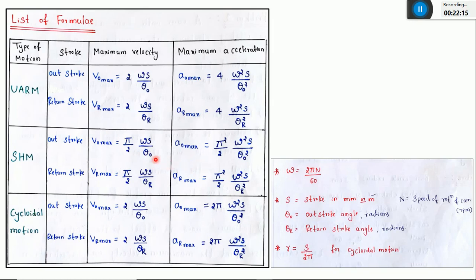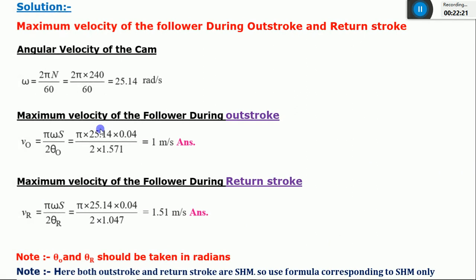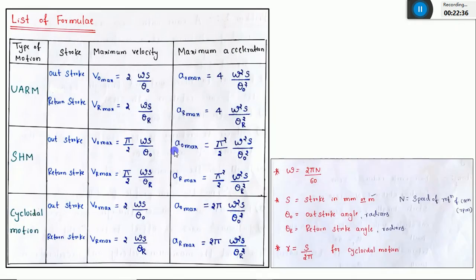If you're done, I'll go with the next slide. Yes, sir. Okay. So first, you need to find the maximum velocity of the follower during outstroke and return stroke. At a time, I'll find the maximum velocity, first for outstroke and return stroke. And you can see the formula is the same.